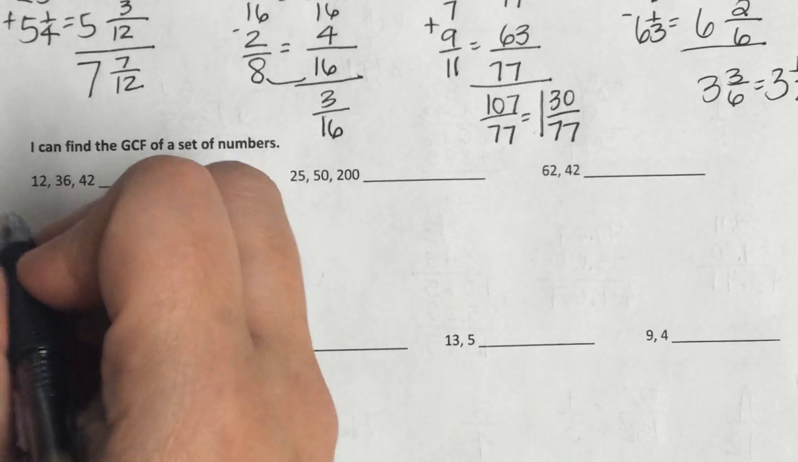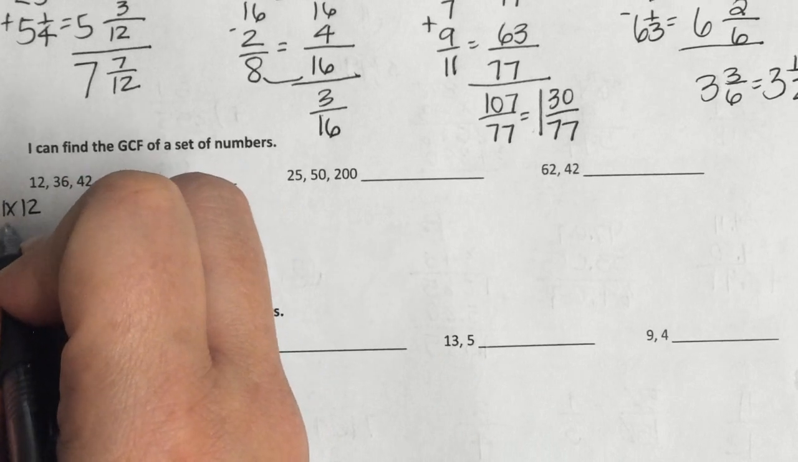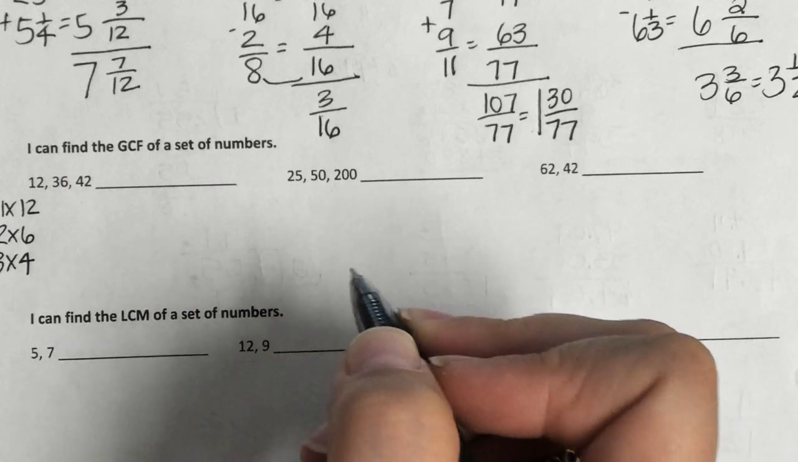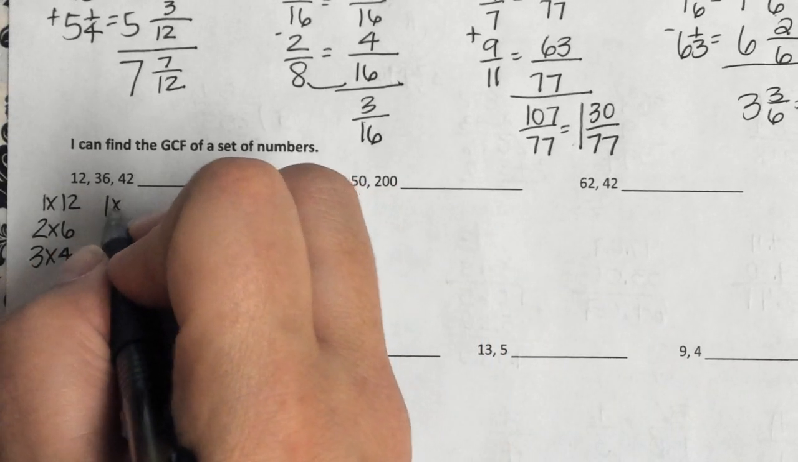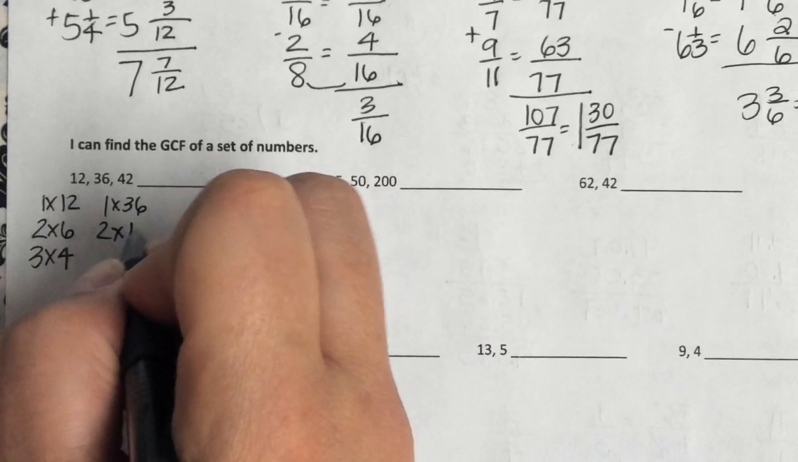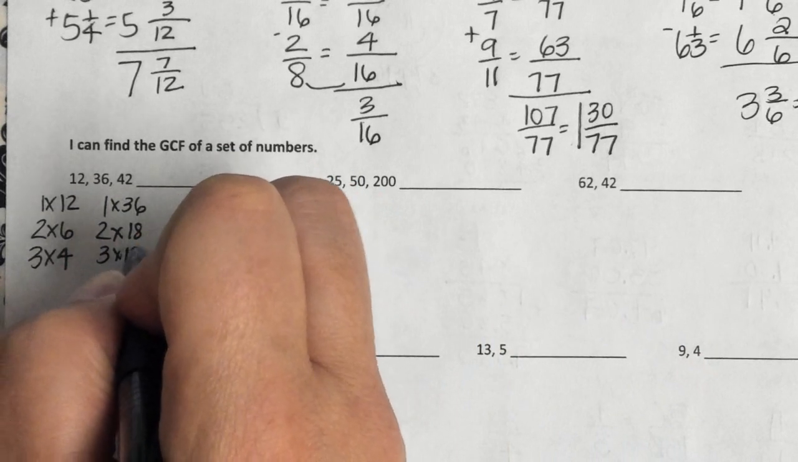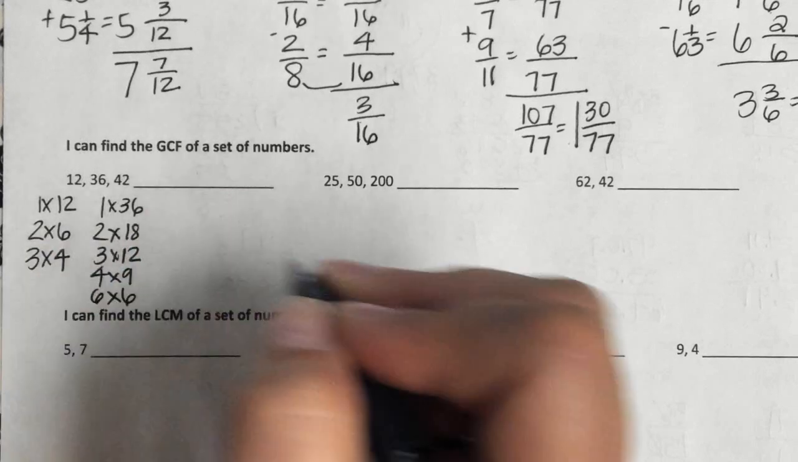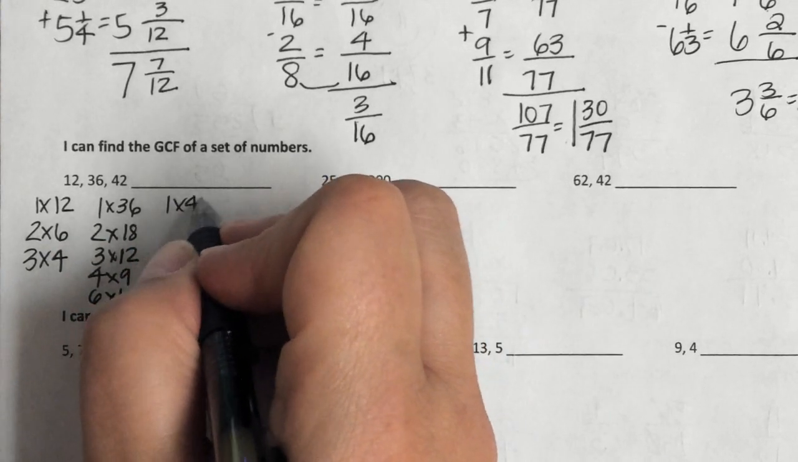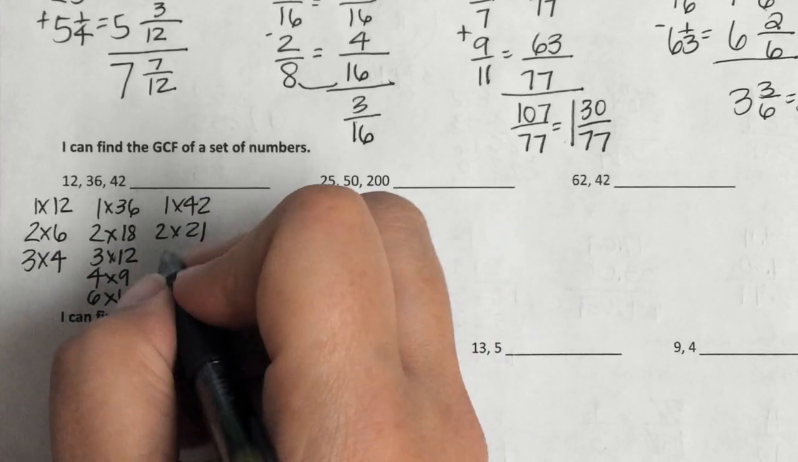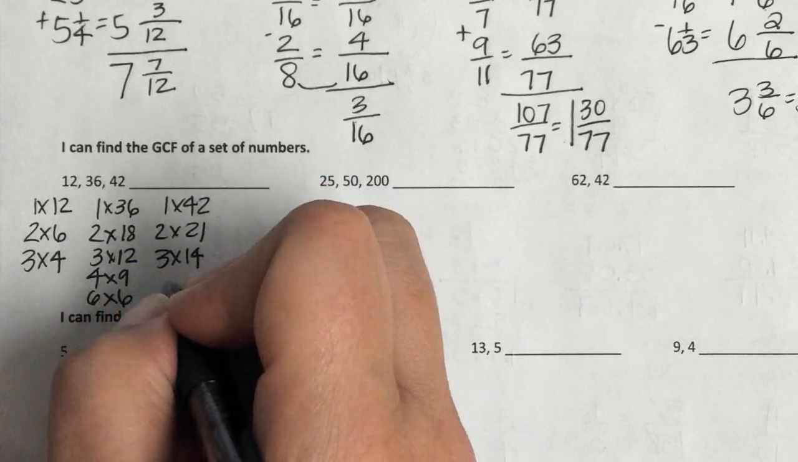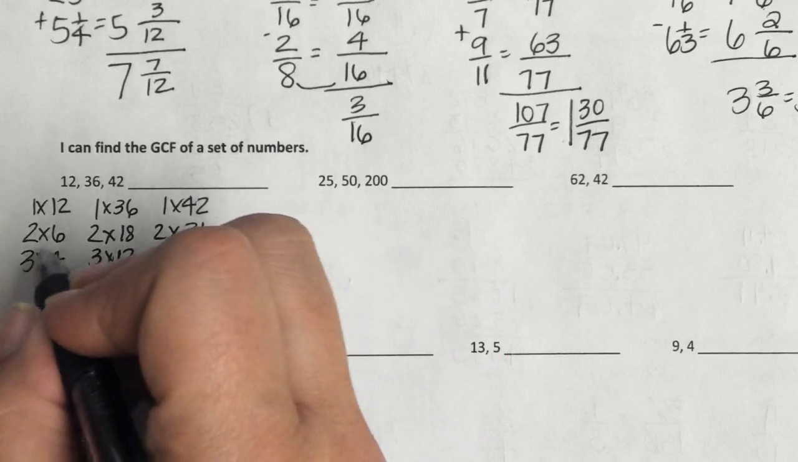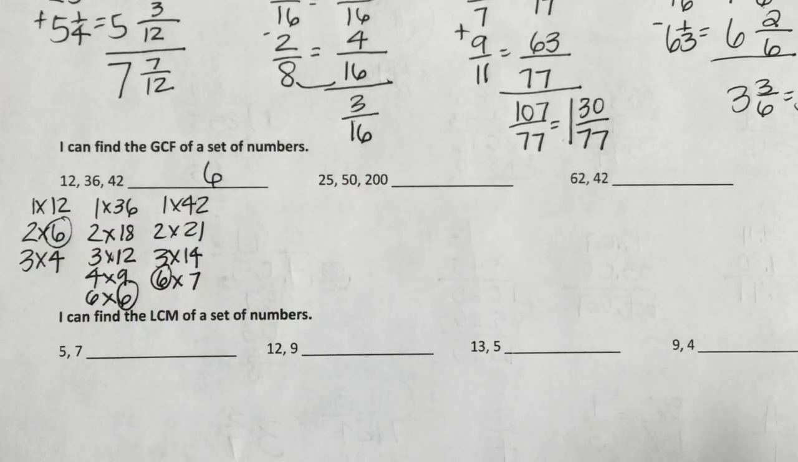6, 12. Let's look at this. 1 times 12. 2 times 6. 3 times 4. Okay? 1 times 36. 2 times 18. 3 times 12. 4 times 9. 6 times 6. 1 times 42. 2 times 21. 3 times 14. 6 times 7. Guys, what's my largest? 6. 6 is your greatest common factor.